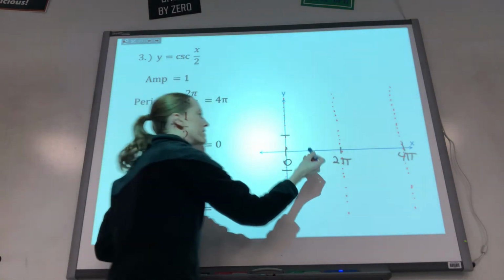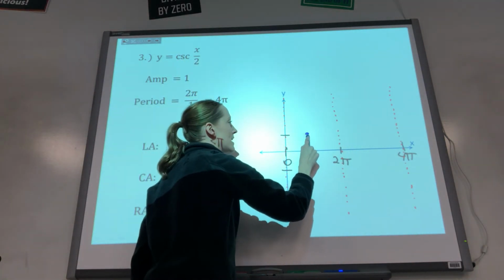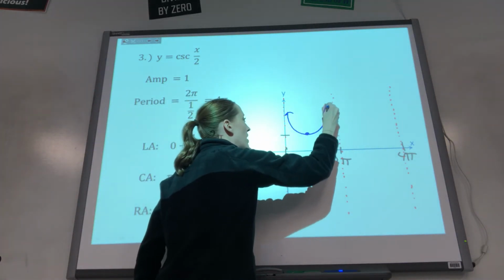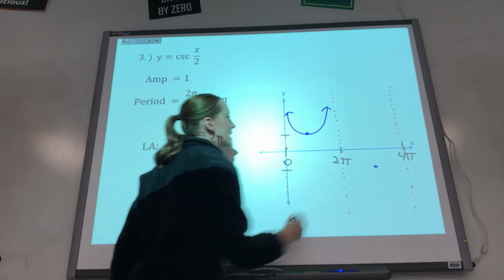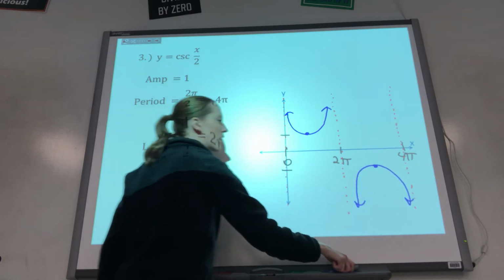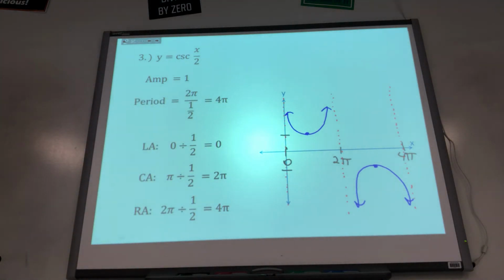All right, I'm not flipped this time, so halfway between here, I'm going to go up to 1. That is my amplitude. So a normal looking cosecant graph. I've got one part opening up, and then the last part over there is opening down. Most important part here are the asymptotes. Getting those in the right place, then you can fill in the curves pretty easily just by using your amplitude.